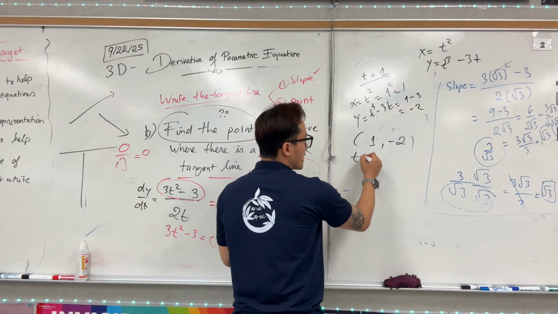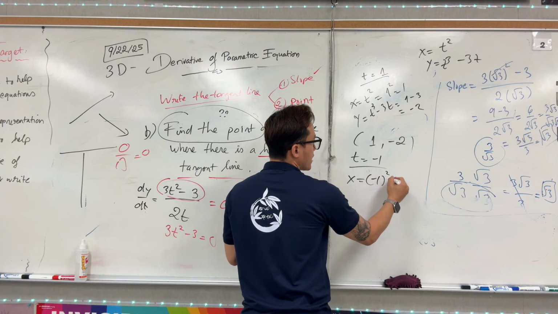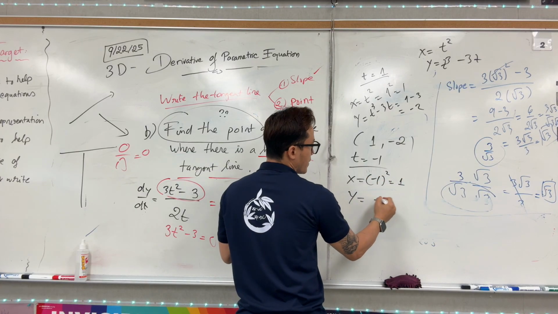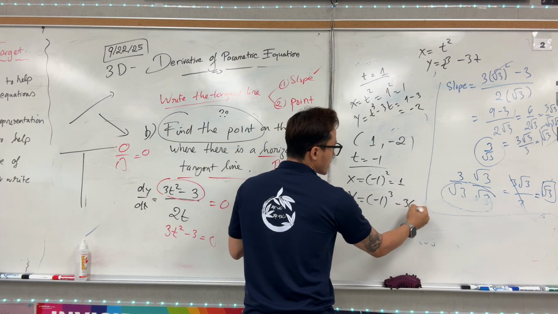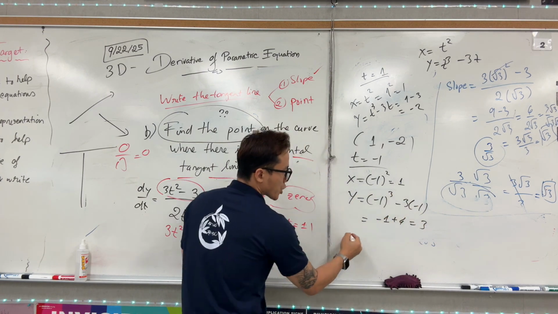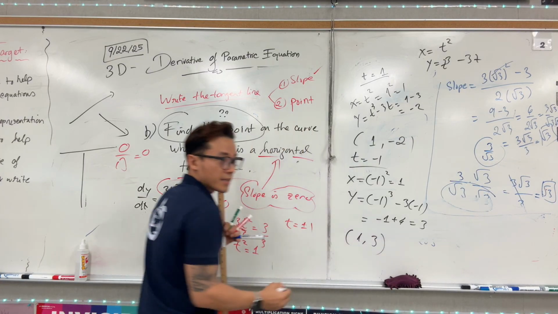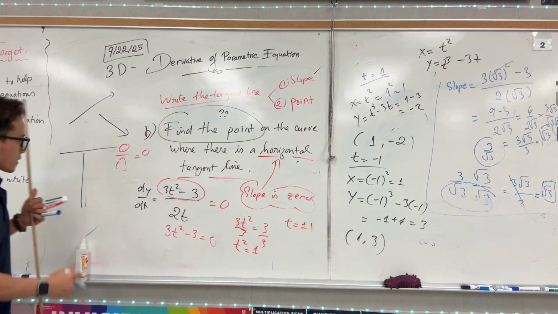My second point is t equals -1. X is still 1, right? Because -1 squared is still 1. Y is -1 cubed minus 3 times -1. So that's -1 plus 4, so it becomes 3. So my second point is 1 and 3, right? -1 plus 4.